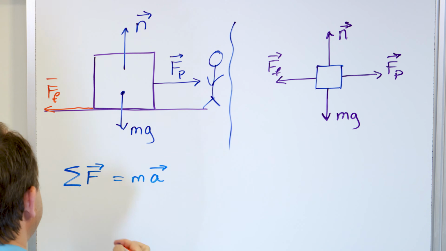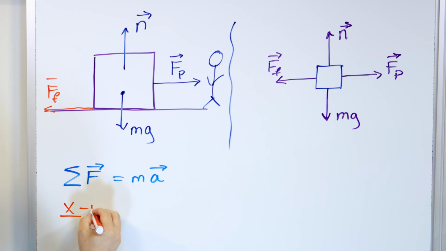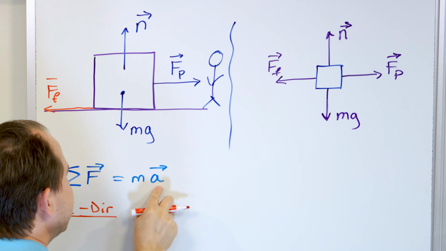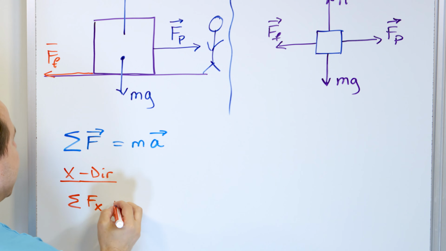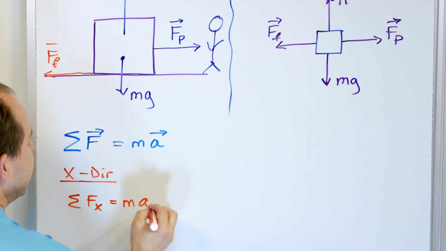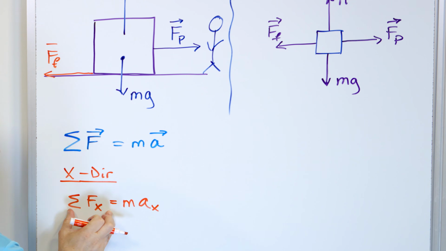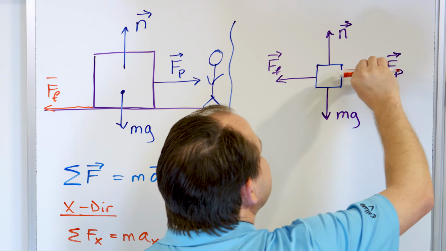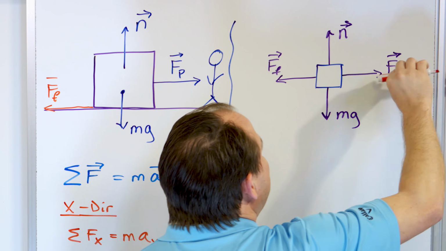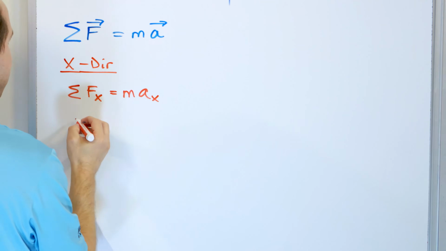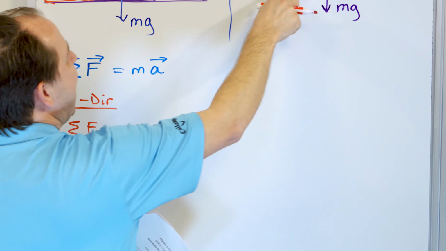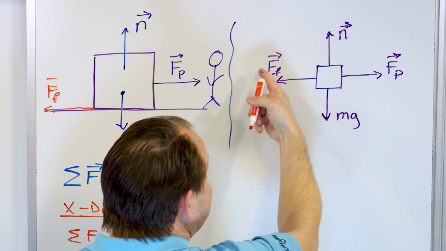So let's take a look in the x direction. We always look in the x direction and the y direction first. So what we say is the sum of the forces in the x direction is equal to the mass times the acceleration in the x direction. But what are the forces in the x direction? Well, you consider anything pointing to the right being positive and anything pointing to the left being negative. So Fp is a positive number, and Ff is a negative force.